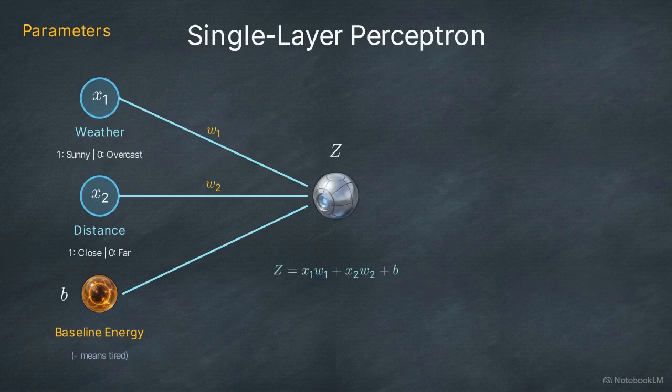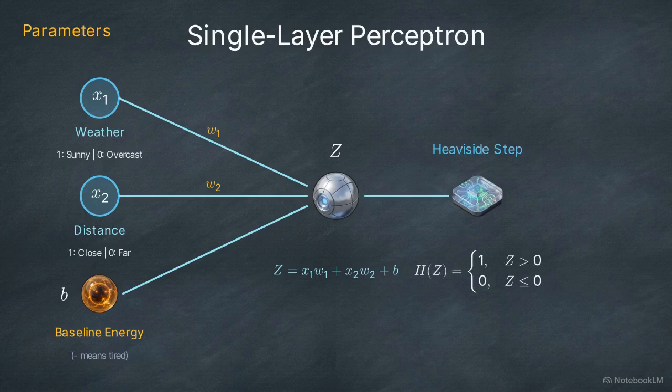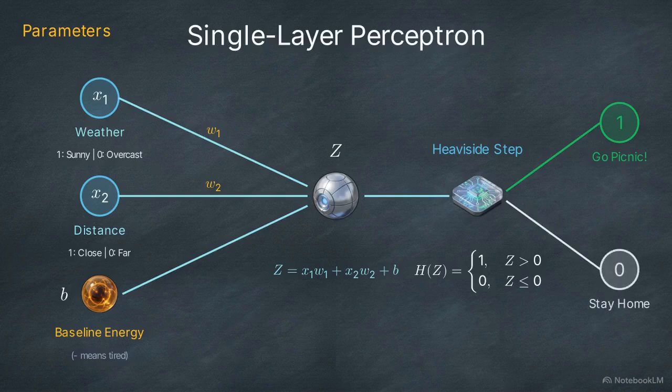We process that total sum through the Heaviside step function. The Heaviside step function is a mathematical logic gate that outputs a 1 if a value is strictly positive and a 0 otherwise. If Z is greater than 0, the model outputs a 1, meaning we go on the picnic. If Z is 0 or less, the output is 0 and we stay home.